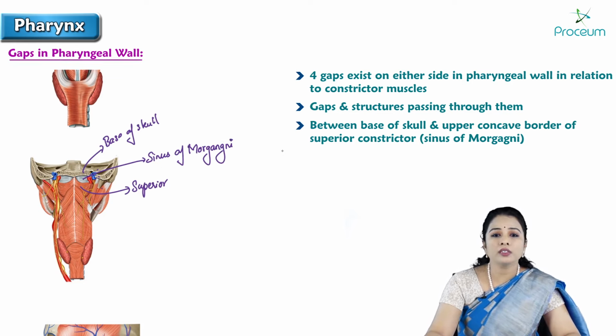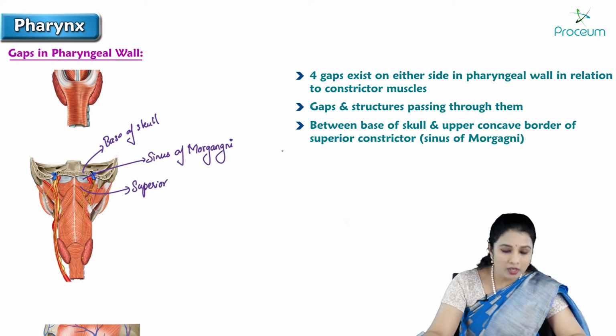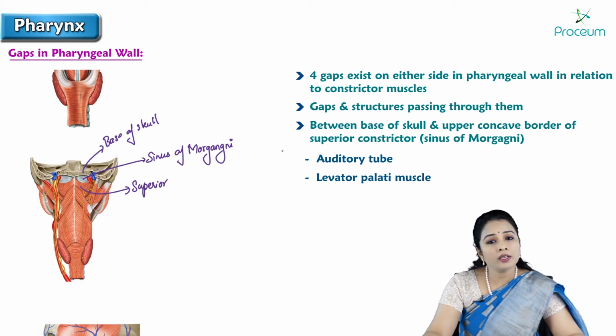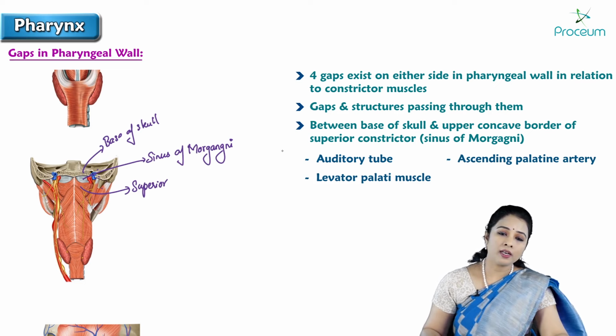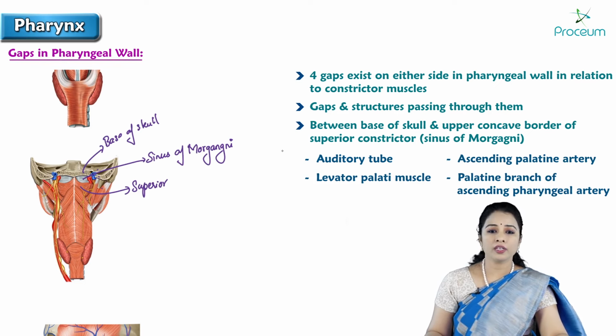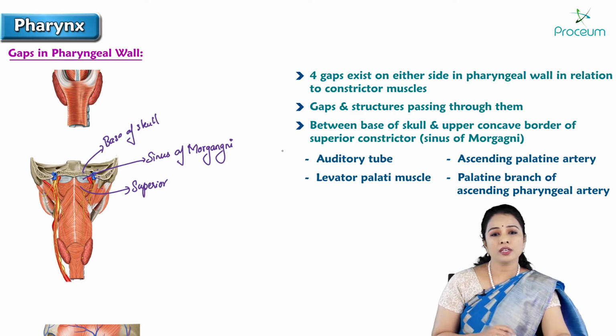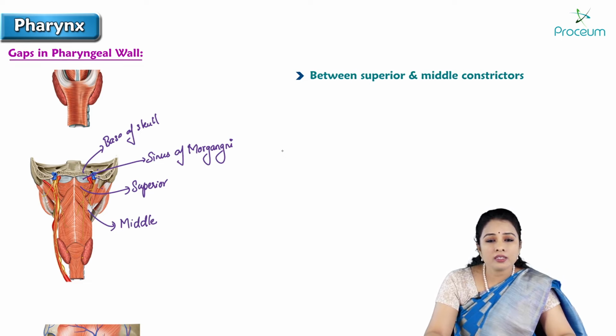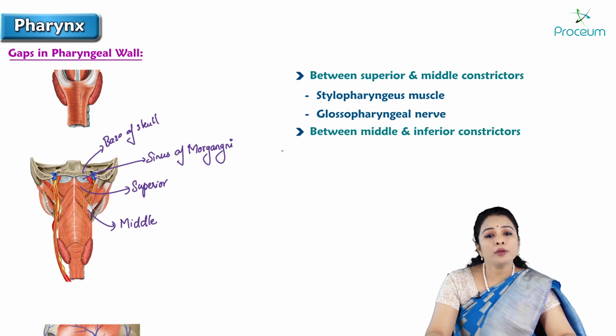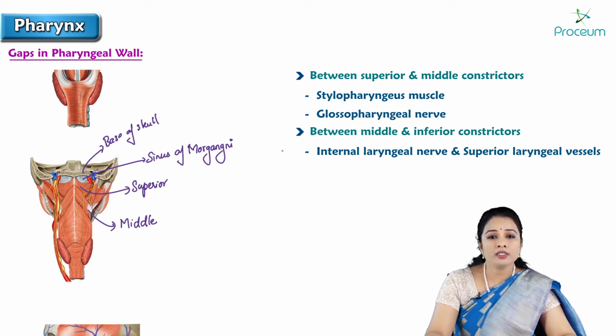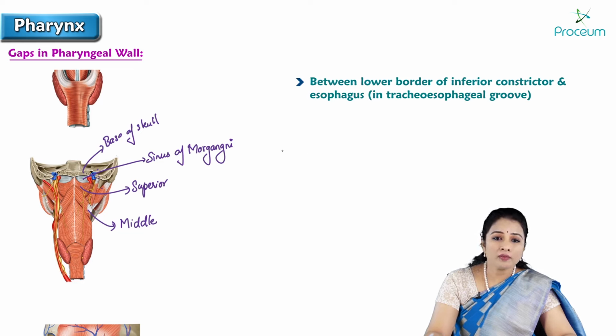Structures passing through the sinus of Morgagni are the auditory tube. The blue colored structure is the auditory tube. Along with it, the levator palati muscle, ascending palatine artery, and the palatine branch of the ascending pharyngeal artery. So these are the structures passing through the sinus of Morgagni. Between the superior and middle constrictors, the structures passing through are the stylopharyngeus muscle and glossopharyngeal nerve. Between the middle and inferior constrictors, the structures passing through are the internal laryngeal nerve and superior laryngeal vessels. Between the lower border of the inferior constrictor and the esophagus, that is in the tracheoesophageal groove, the structures passing through this gap are the recurrent laryngeal nerve and inferior laryngeal vessels.